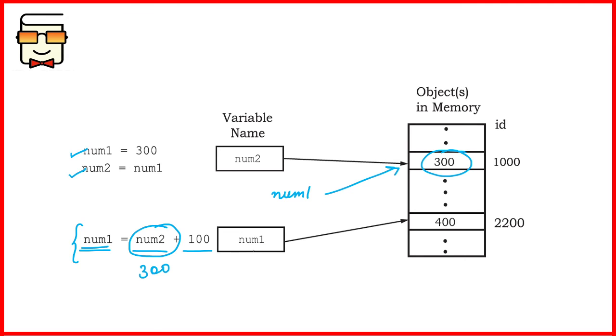Rather, it creates a new variable num1 and points this particular num1 variable to the location 2200 which stores the new value 400. Okay, so technically what is happening, a new variable is being created with the same name as the old variable and it is being assigned the new value, and this new value is present at some other location in the memory, so it has a different ID.